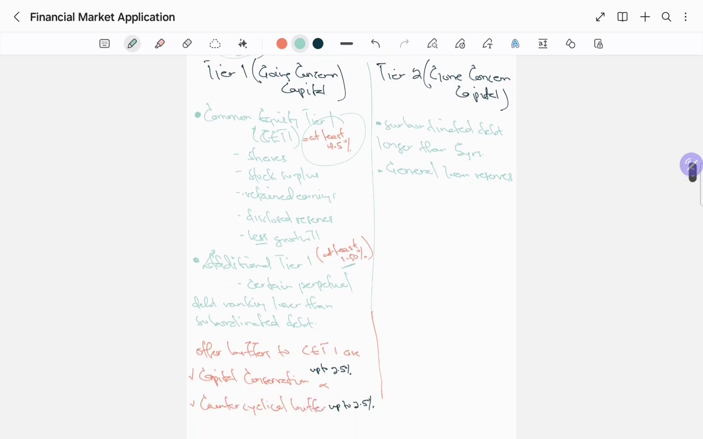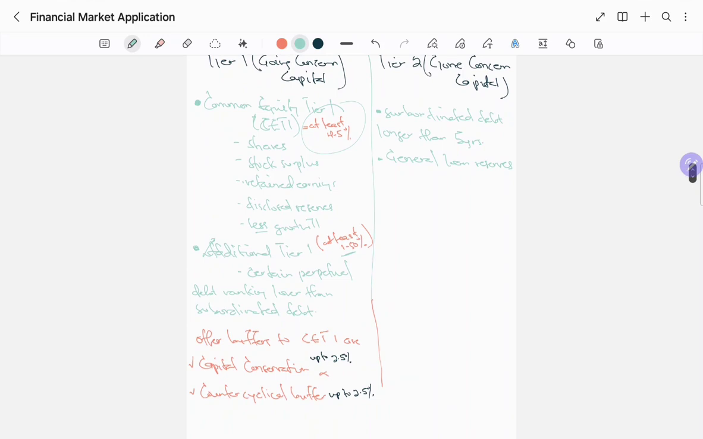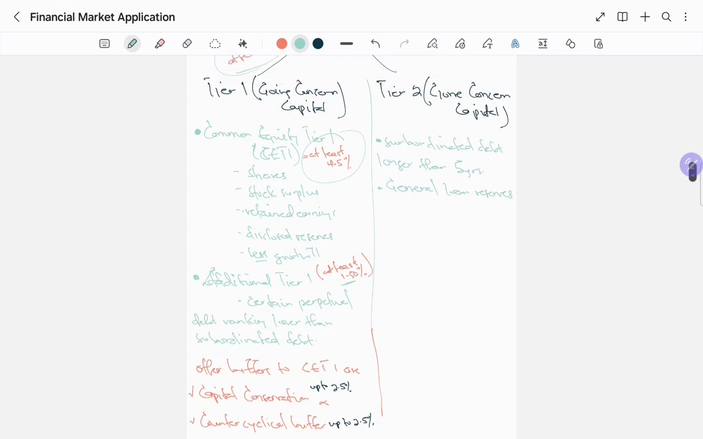Now, apart from this standard tier 1, there could also be some buffers, which are not mandatory, but you can just keep them for a rainy day. These are the capital conservation buffer and the counter-cyclical buffer as well, each of which should be up to 2.5% respectively.